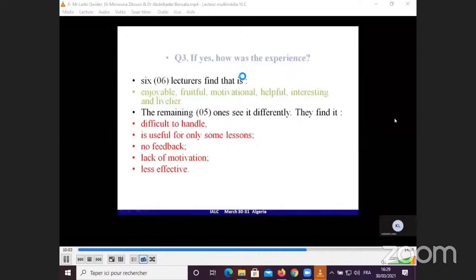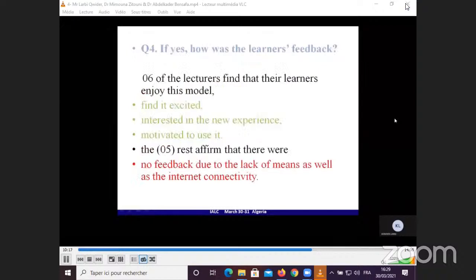Among those who already use it, they said that there have been some enjoyable, fruitful, motivational, and helpful moments. However, the rest find it difficult, and there is a lack of motivation among students. Speaking about the learners' feedback, some professors reply that there was positive feedback. However, the rest affirm that there was no feedback due to the lack of means and internet connectivity.